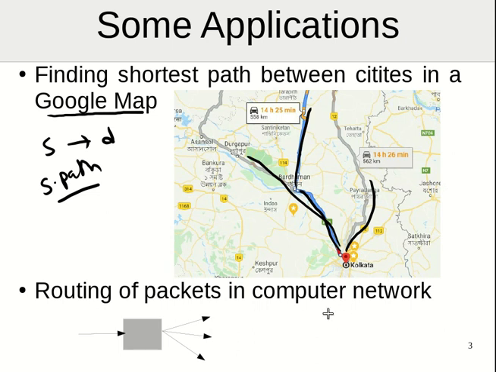Even in computer networks, there's something called a router, which actually routes the packet. This is the incoming packet, and this packet has to go to some destination computer. Let's say this is the destination computer. This router can decide from which path the packet will traverse. It will choose the path which is the shortest from the router to the destination router.